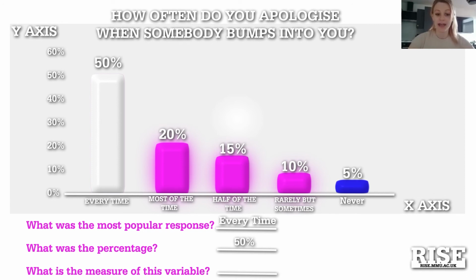So we've got, again, every time, most of the time, half of the time, rarely but sometimes, and never. Now, if you think about it, these answers can actually be ranked or scaled from high to low or low to high. So you could always have never, then rarely, then half of the time, then most of the time, then every time. So it does go up in a ranking or in an order. So the measure of this variable would actually be ordinal. Okay.